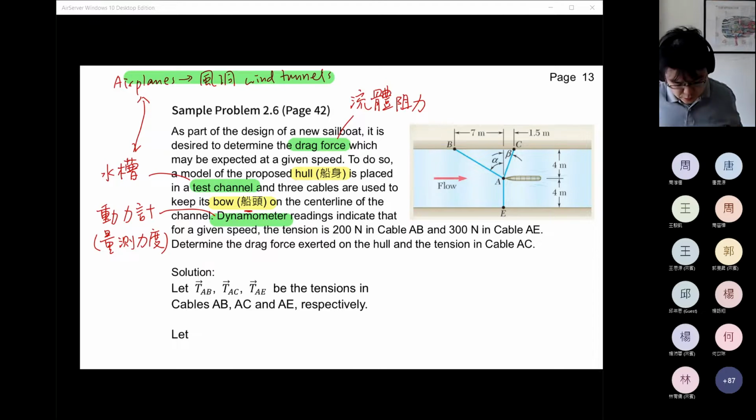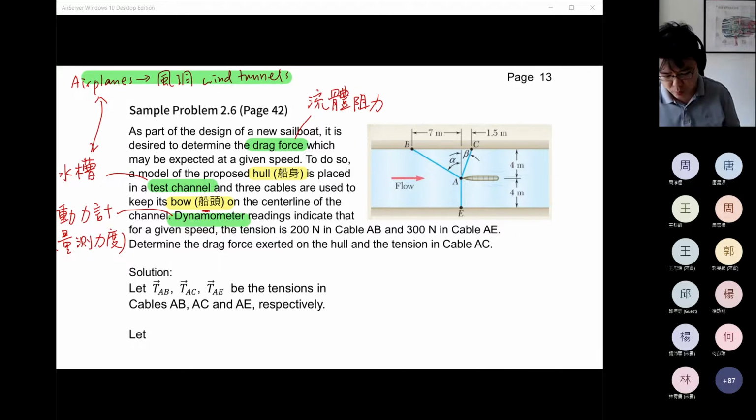So as part of the design of new sailboats, we have flowing water here, and we want to determine the drag force, because if we have high drag force, the boats cannot go fast enough, right? So we measure.